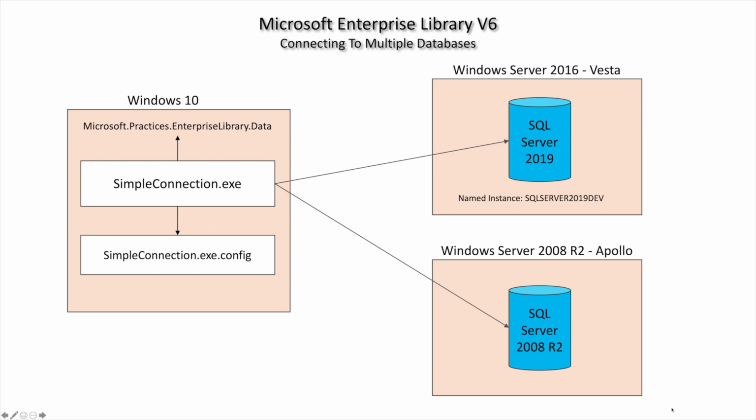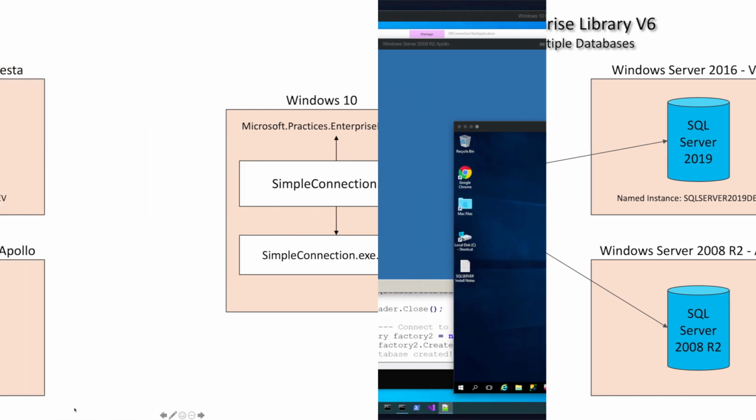It's hosted on Windows Server 2008 R2, which I call Apollo. That's the server name, and the database that's running is SQL Server 2008 R2. So this is just an example of how you can use Enterprise Library version 6 to connect to older databases and newer databases. So let's take a look at the code.